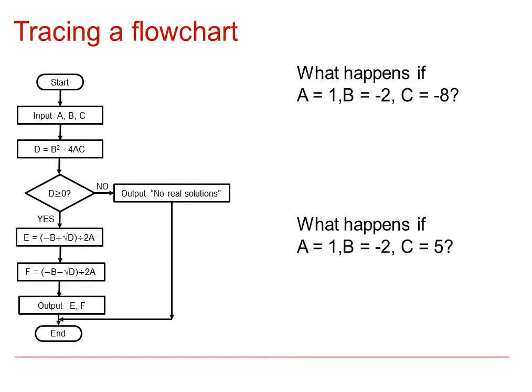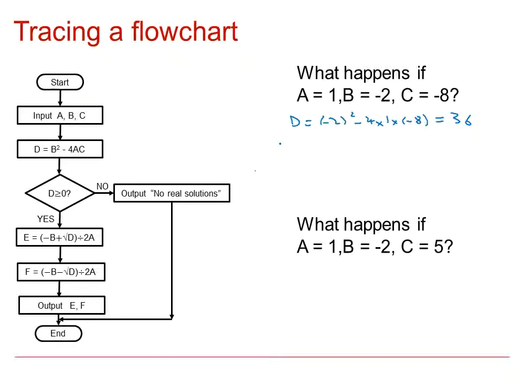So we start, and then the first instruction is input A, B, C. So they have been given. Then the next instruction is to calculate D. So D is B squared, which is minus 2 squared, minus 4 times A times C, which is 36. Then we have a question, is D greater than or equal to 0? And the answer is yes.